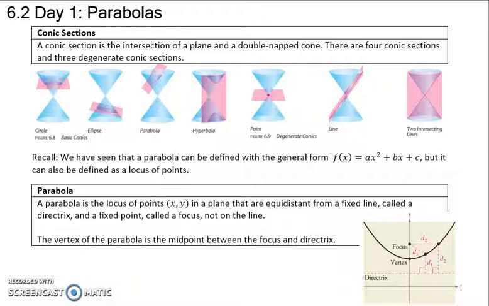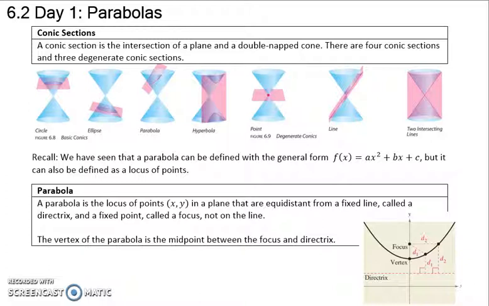We've studied parabolas quite a bit, and we usually look at them in the form ax squared plus bx plus c. But we can also define it as a locus of points. The word locus just means a collection. So we're going to define a parabola as the locus of all points xy in a plane that are equidistant from a fixed line, which we're going to call the directrix, and a fixed point called the focus. And that point is not on the line.